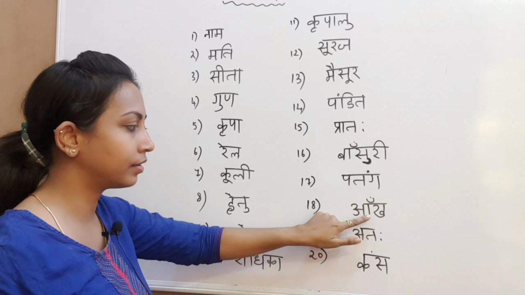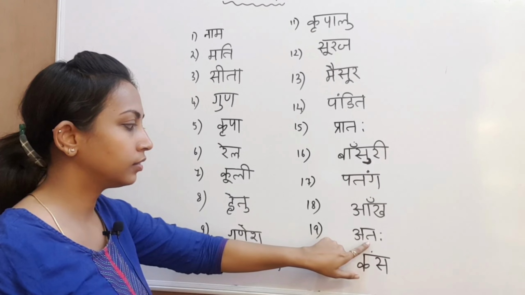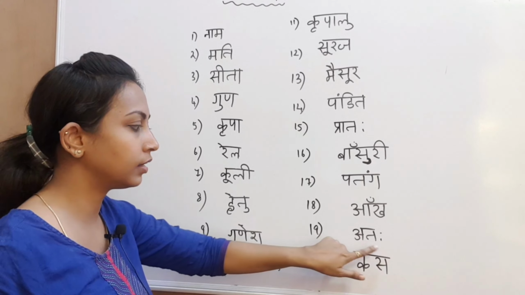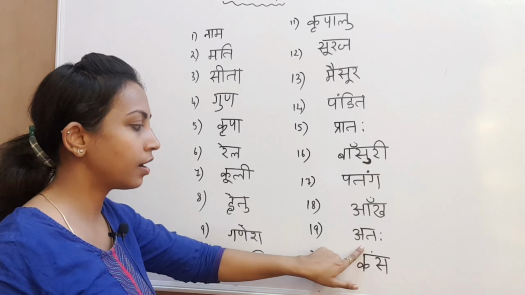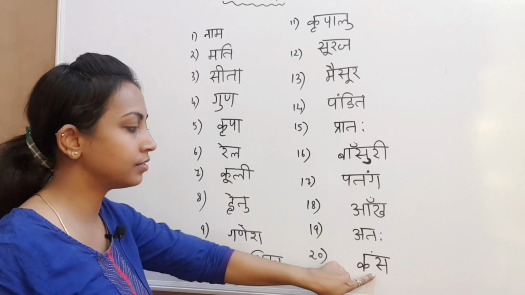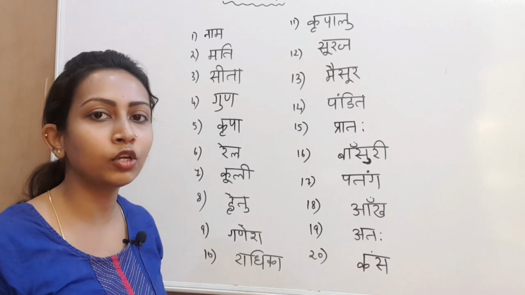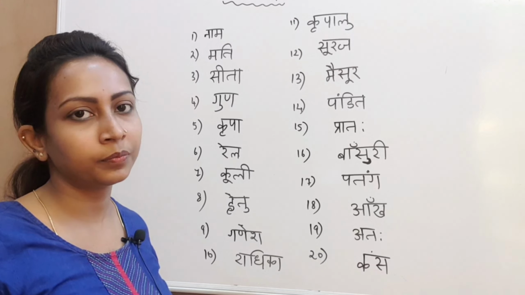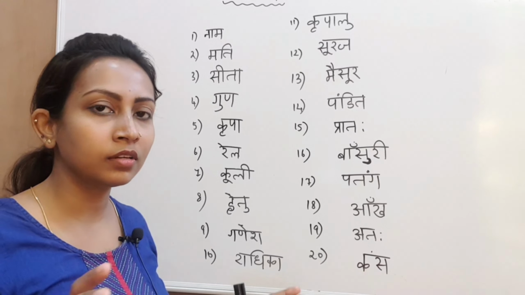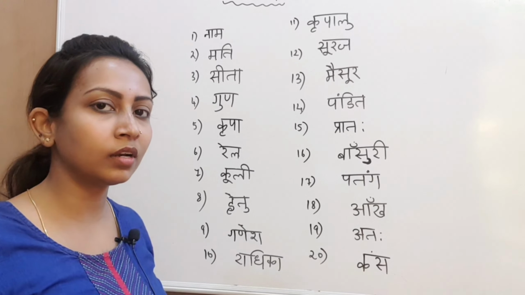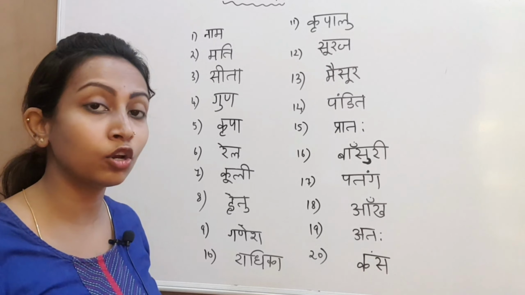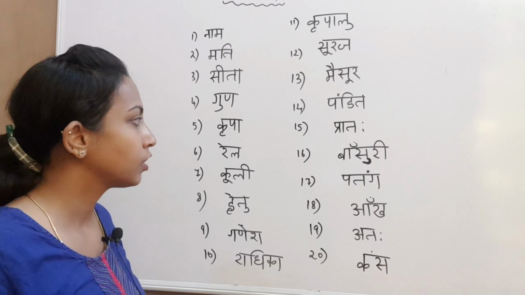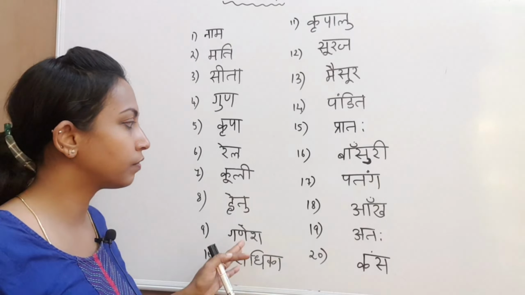Ankha, ankh. Ataha. Kansa, kans. So wherever you get that symbol, that consonant should be pronounced with that vowel sound. Okay, along with that vowel sound, you have to pronounce that consonant sound. So these are the words with vowel symbol.